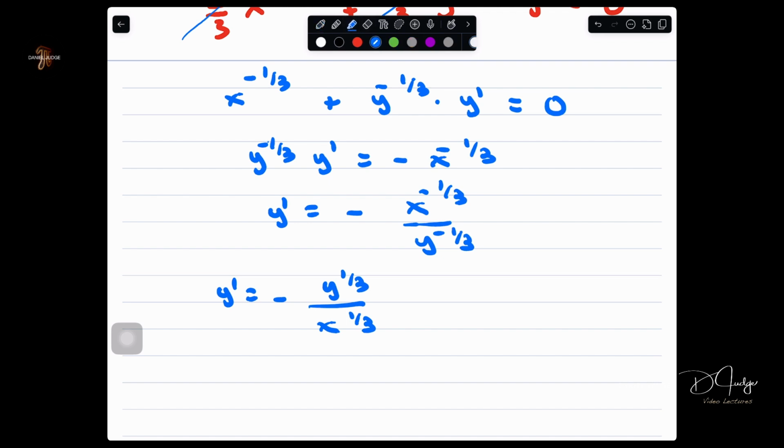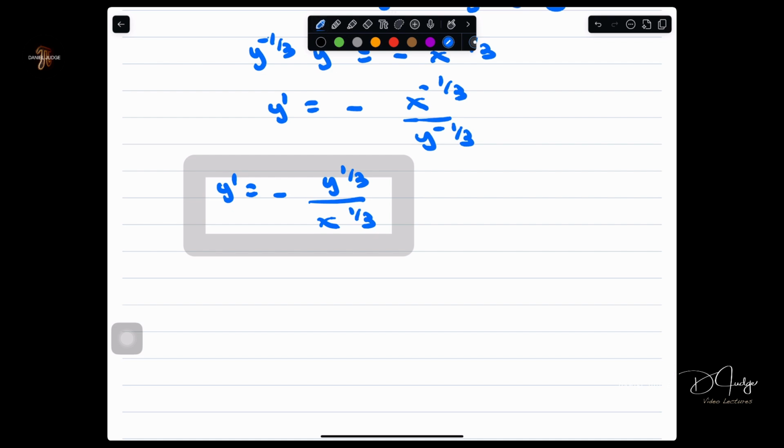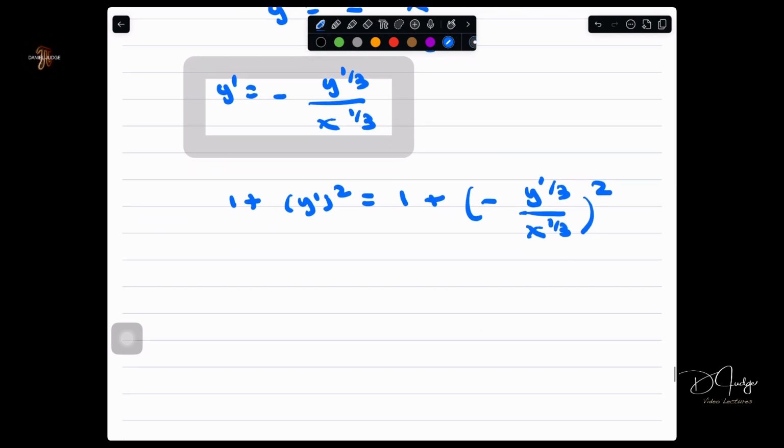So we found some important information here. We got y prime now. Don't forget, what we have to do is take this derivative, square it, and add 1 to it. So you get negative y to the, we're going to square that derivative. So that y, let's see what we end up with here. We get 1 plus now y to the 2/3 over x to the 2/3.